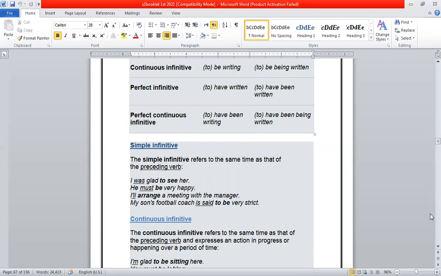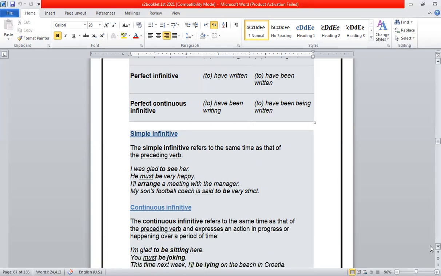I was glad to see her. That means when I saw her, I was glad, in the past. He must be very happy. He was very happy at the time that I saw him. I'll arrange a meeting with the manager, the same idea, talking about the future and so on.